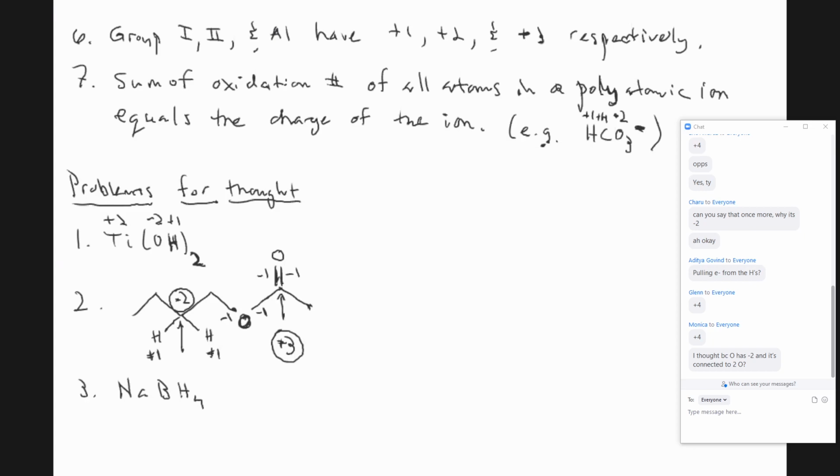Oxygen is -2, correct, Monica? It's -2 here, and it's -2 here, right, for its oxidation number. But since that oxygen is connected to 2 different carbons, sure, give me a second about that. Let me finish explaining this.